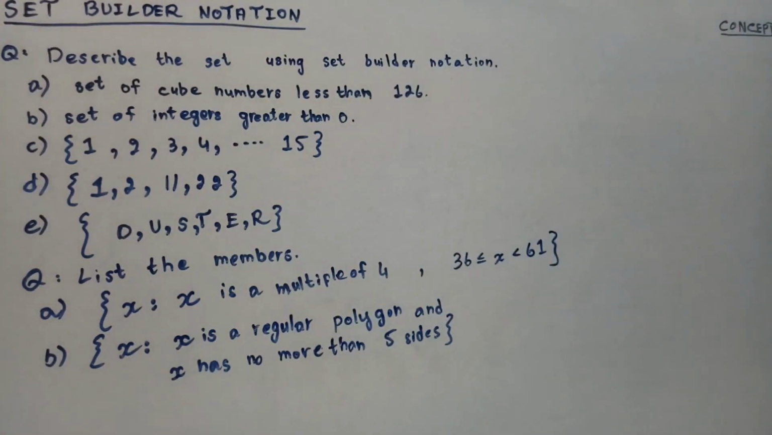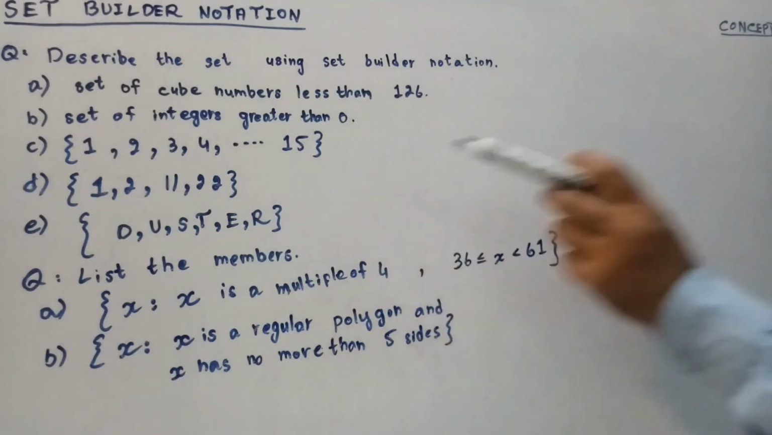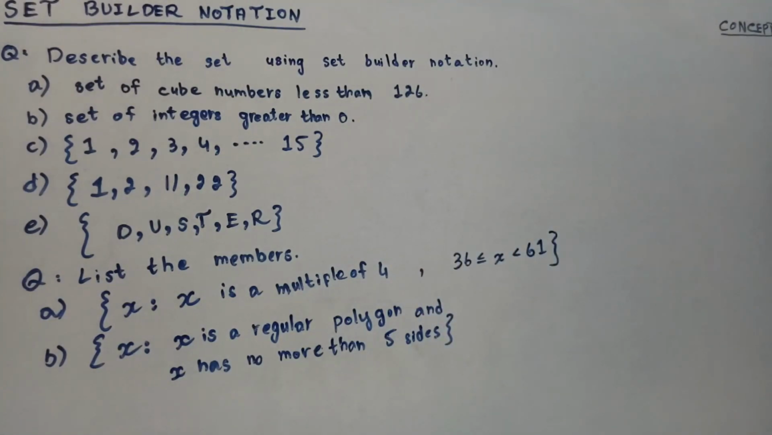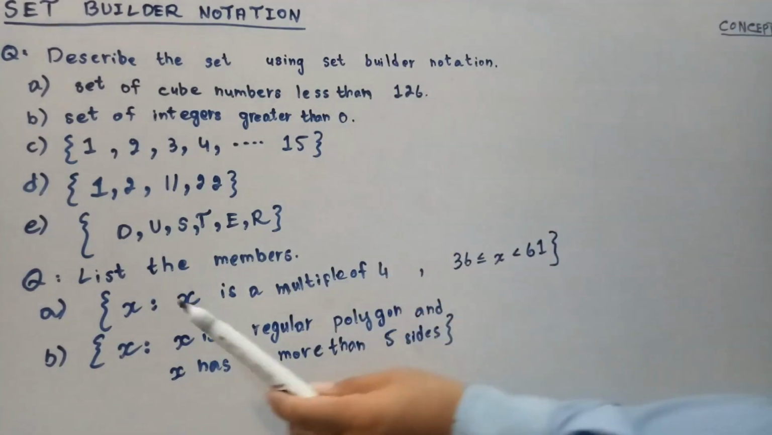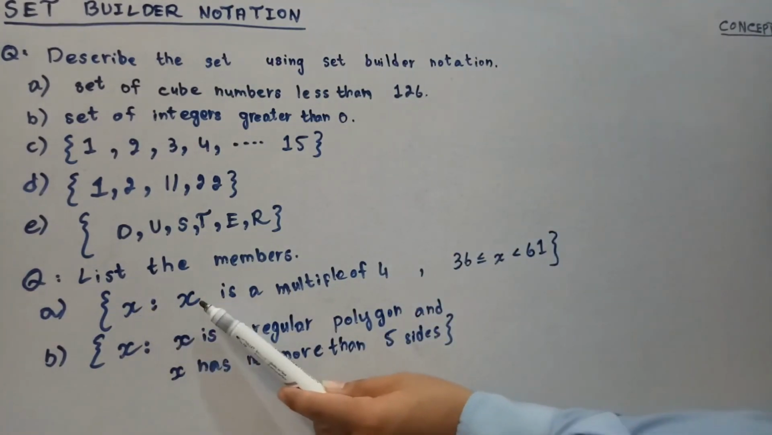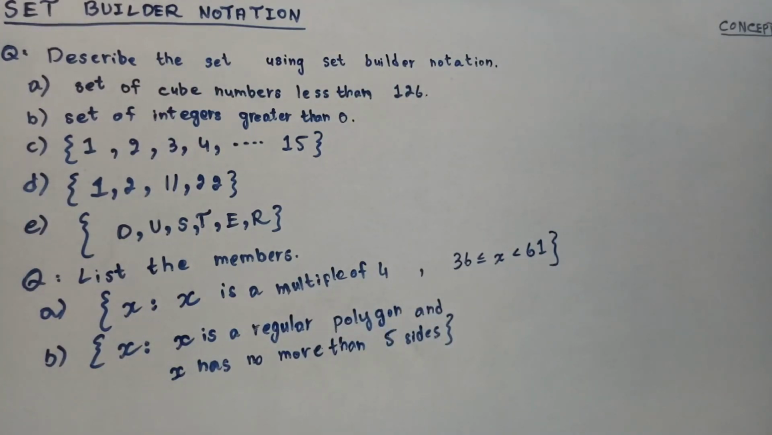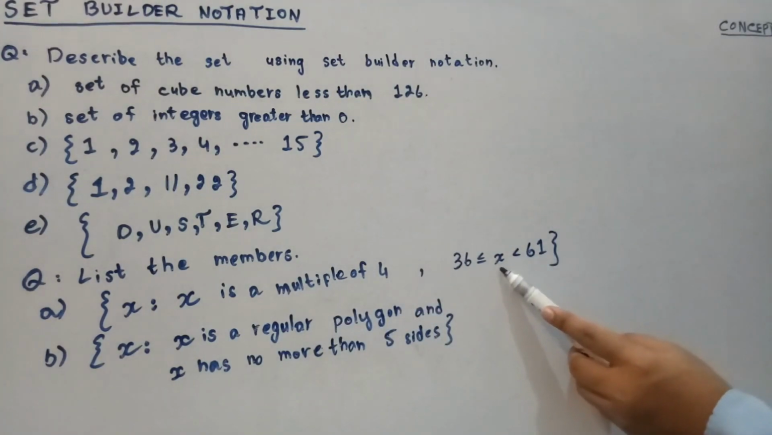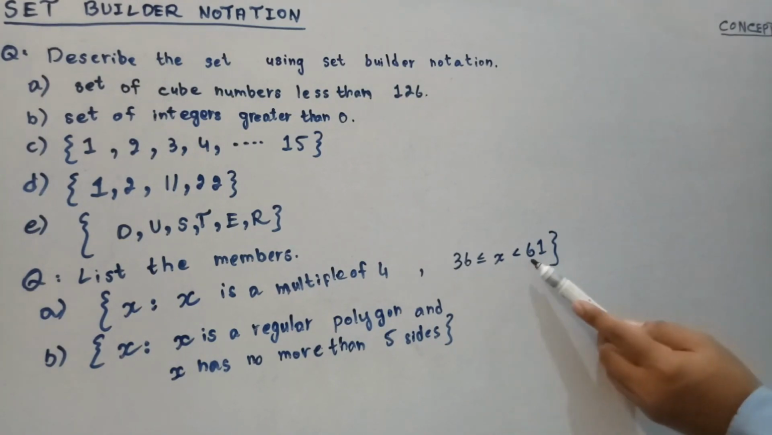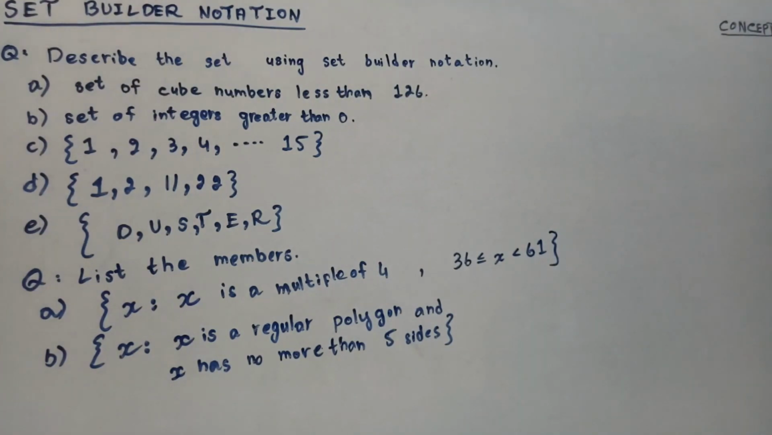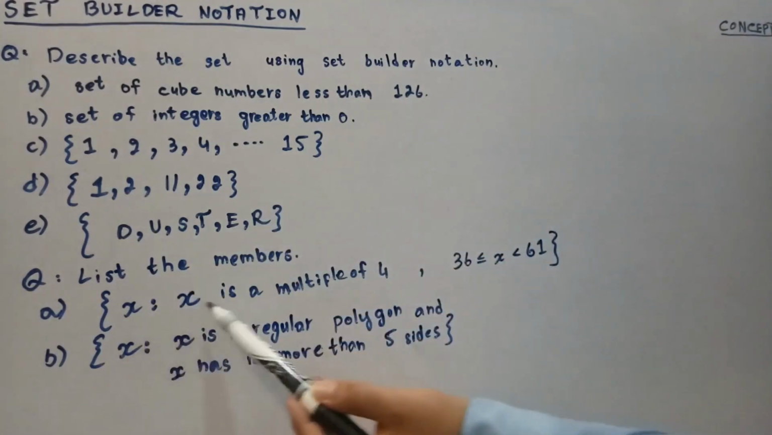Okay, now let's move towards our next question. Here it is said that we have to list all the members of this set. Here we have described the sets in set builder notation. We have to write the members of it. First, in part A, we have a set where the element is X, such that X is a multiple of 4, but the elements should be greater than or equal to 16 but less than 61.